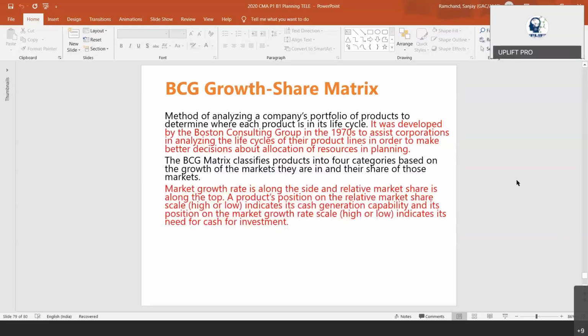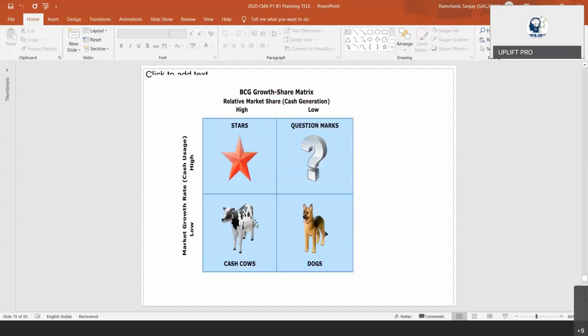The BCG matrix classifies products into 4 categories based on the growth of the market they are in and the share of those markets. Market growth rate is along the side and relative market share is along the top. So here you see cash generation or market growth, because once the market is growing, you're able to sell more, obviously you're able to generate more cash, or you're able to spend more cash on your advertisement. Relative market share is high and low. This is the market growth rate, and this is the relative market share.